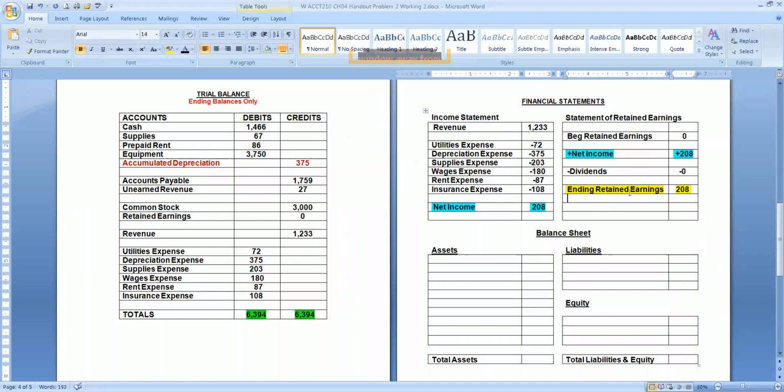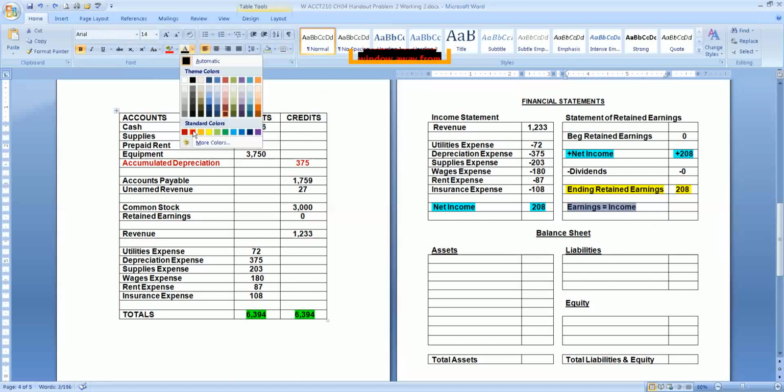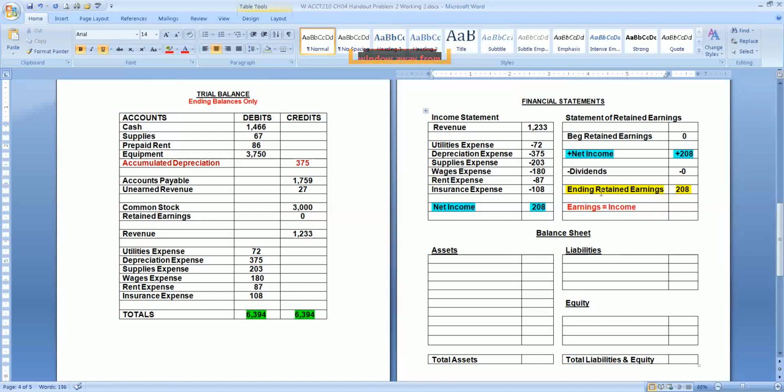And again, retained earnings, earnings are the same thing as income. So this is the same thing as... $208.